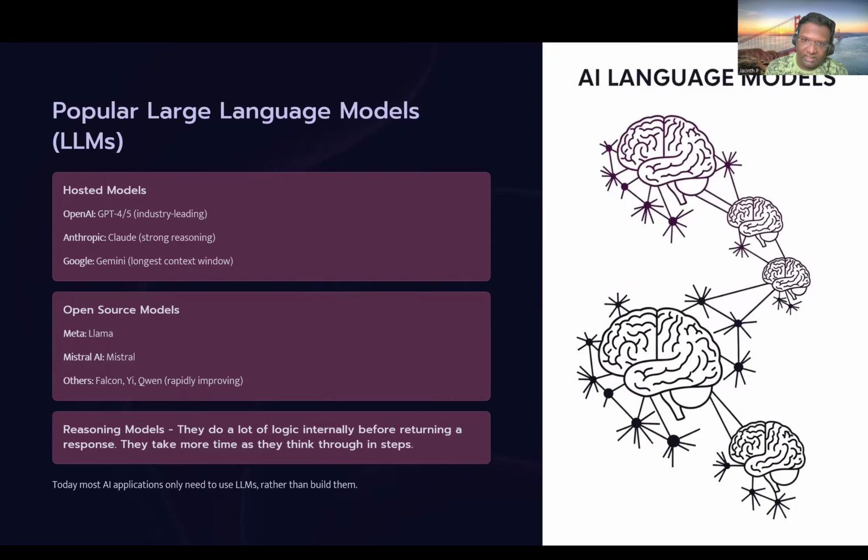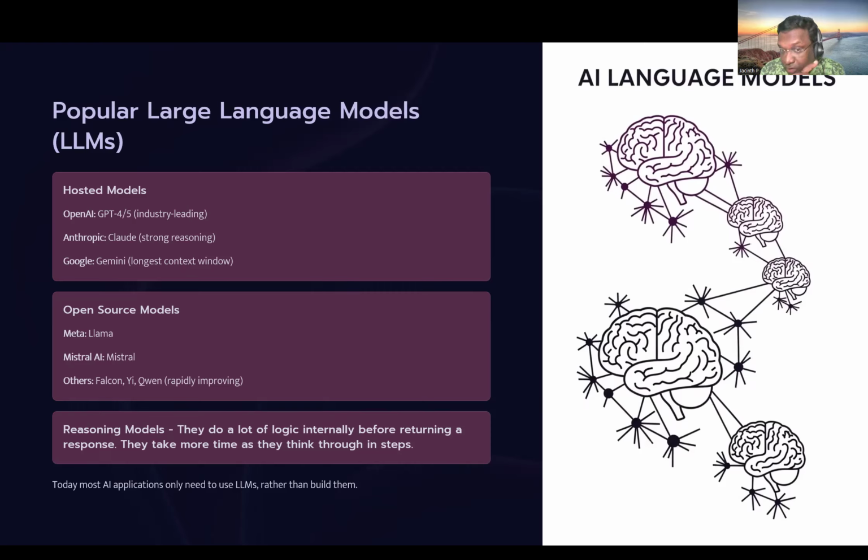These are the popular LLMs which are currently in the market, segregated into two types. Most agents today are powered by large language models, the LLMs. The hosted options include OpenAI's GPT-4, 5, Anthropic's Claude, which has good, strong reasoning, and Google Gemini, which has the longest context window as of today. Open source options, which include Meta's Llama, Mistral, Falcon, and so on. These are rapidly improving and often cheaper to run if you have engineering support.